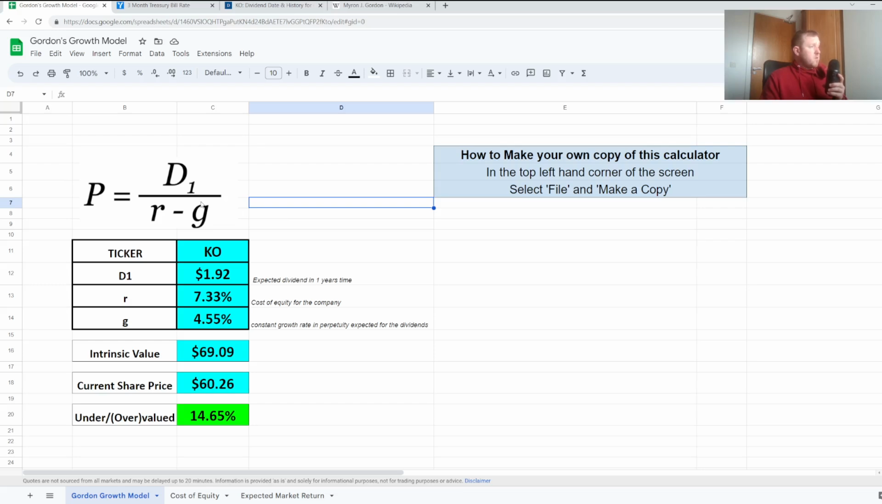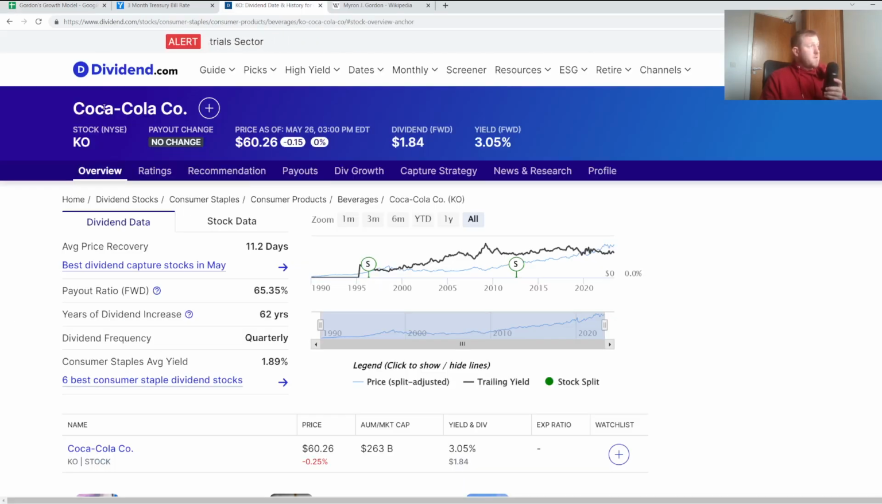Now the top line of Gordon's growth formula is D1. So D1 is actually your expected dividend in 1 year's time. So you can work that out by taking the current dividend of the company, Coca-Cola in this instance, and multiplying it by the expected growth rate over the next year. A very useful website to find this kind of information is Dividend.com. So I've just come onto the Coca-Cola company's page here on Dividend.com, and I can see straight away the expected dividend for 2023 if you hold one share of Coca-Cola is $1.84, and that is what I have used for the basis of my calculation of D1.